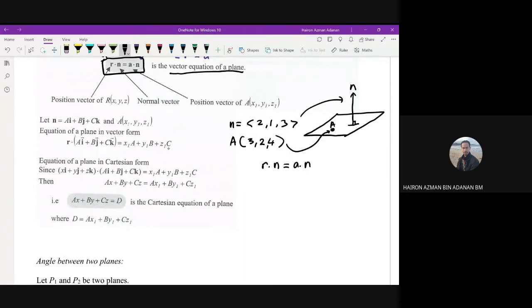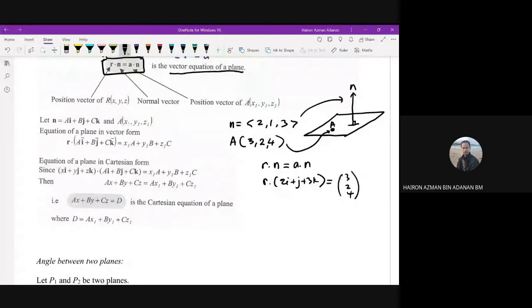So what is R? Just write R. What is N? N is 2i plus j plus 3k. And point A, just write 3i, or you can rewrite as a matrix. A is 3, 2, 4. This is the position vector of A, 3i plus 2j plus 4k.